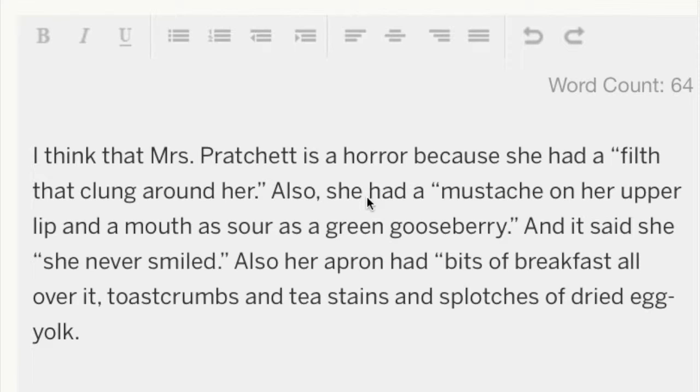I think that Mrs. Pratchett is a horror because she has filth that clung around her. Also, she's had a mustache on her upper lip and a mouth as sour as green gooseberry. And it said she never smiled. Also, her apron had bits of breakfast all over it, toast crumbs and tea stains and splotches of dried egg yolk.